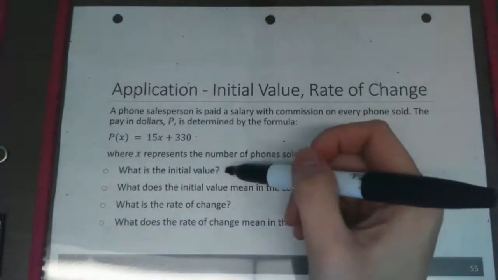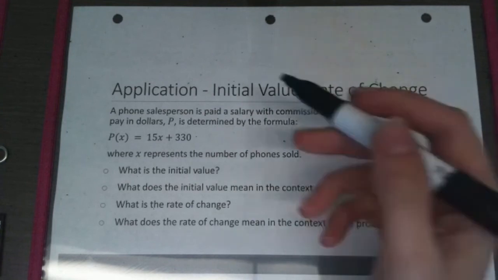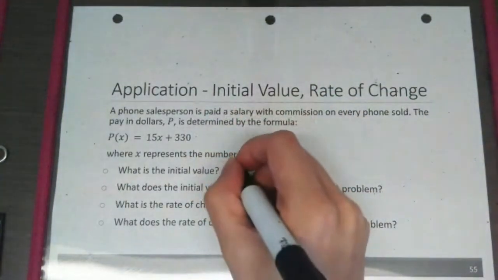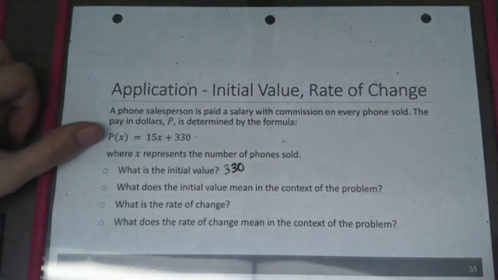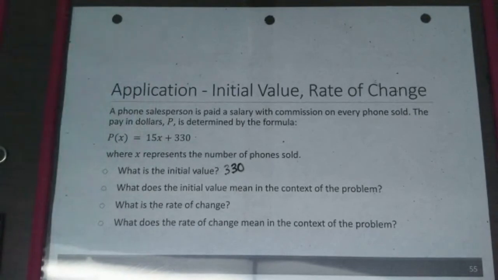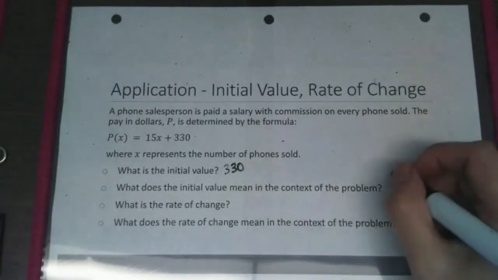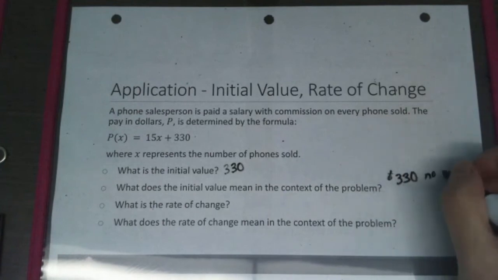So first up, the initial value. Back when we looked at y equals mx plus b the first time, we said that the b value is our initial value. So in this case, that's 330. But we want to know what this means. This formula is giving us his pay. So if x is equal to 0, so he's selling no phones, he still gets $330. So in the context of the problem, he has a base pay of $330, or he gets $330 no matter what.